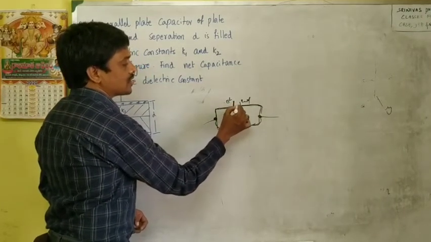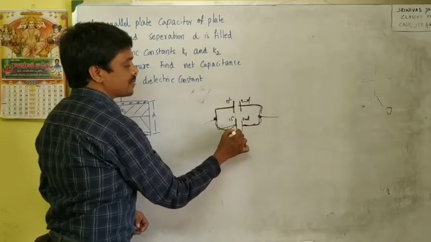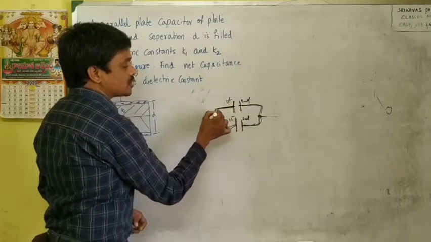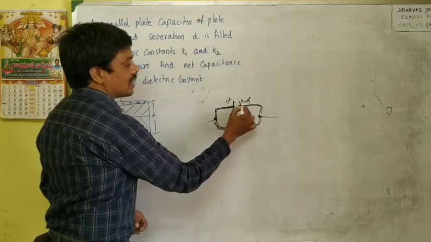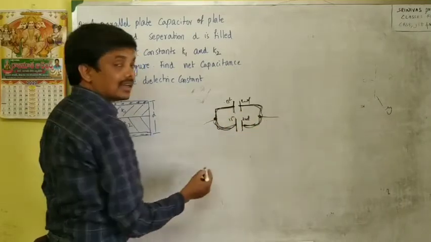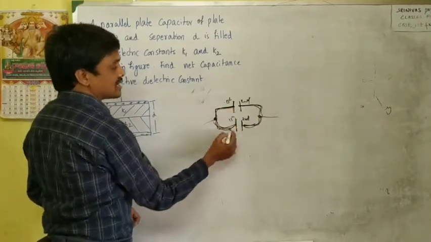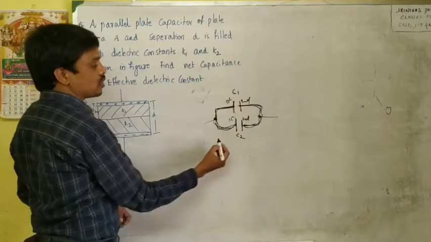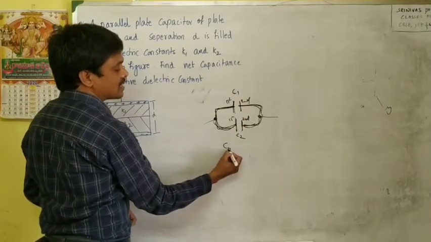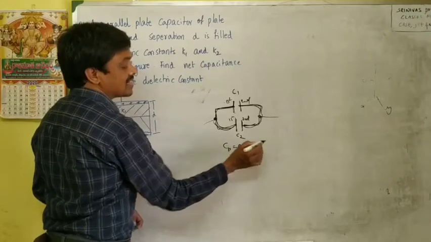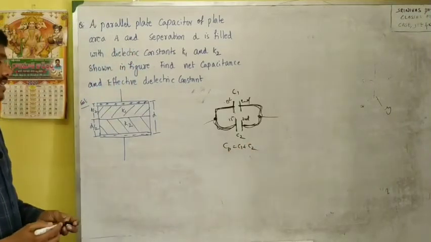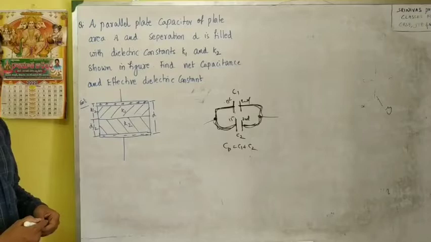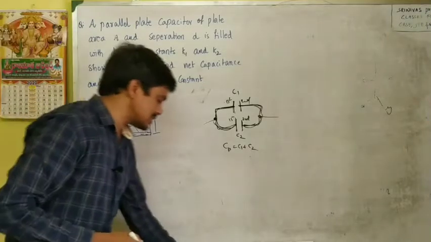This is the first plate, second plate, first plate, second plate. All the first plates are connected to one point and all the second plates are connected to another point. Then the capacitors are said to be in parallel combination, and if C1, C2 are the capacitances of two capacitors, the effective capacitance in parallel combination is C1 plus C2. But in series combination we got C1 C2 by C1 plus C2.